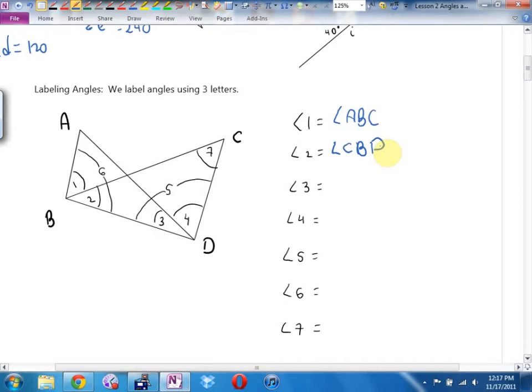Or you could label it as, first of all, let's make a better D. Or, Matt, you could have labeled it as DBC. Either of those is fine.